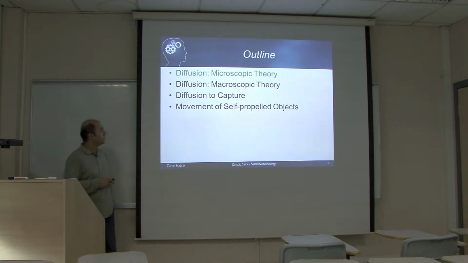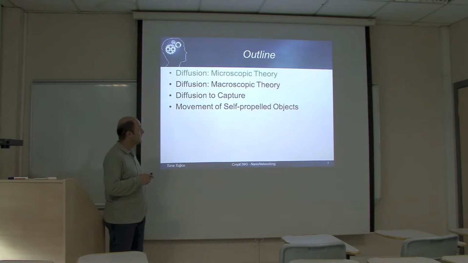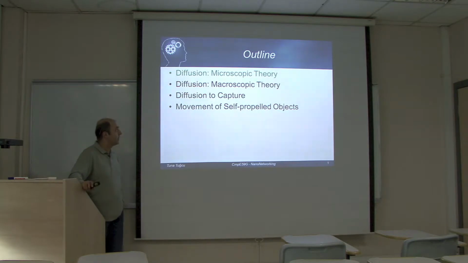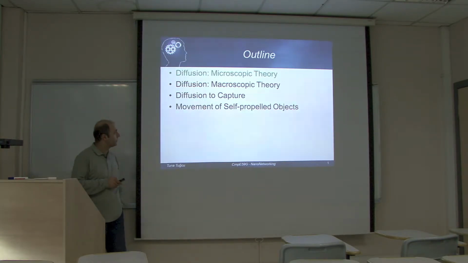Okay, so we'll first be talking about diffusion. We'll be looking at it through the microscopic theory. Then we will have a look at the same thing in the macroscopic scale, where we will see how the molecules are captured. The molecules that are moving with diffusion are captured, so that's where we'll be talking about the receptors. And then finally, we'll be talking about self-propelled objects. There we'll be talking about flagellar motors and similar.